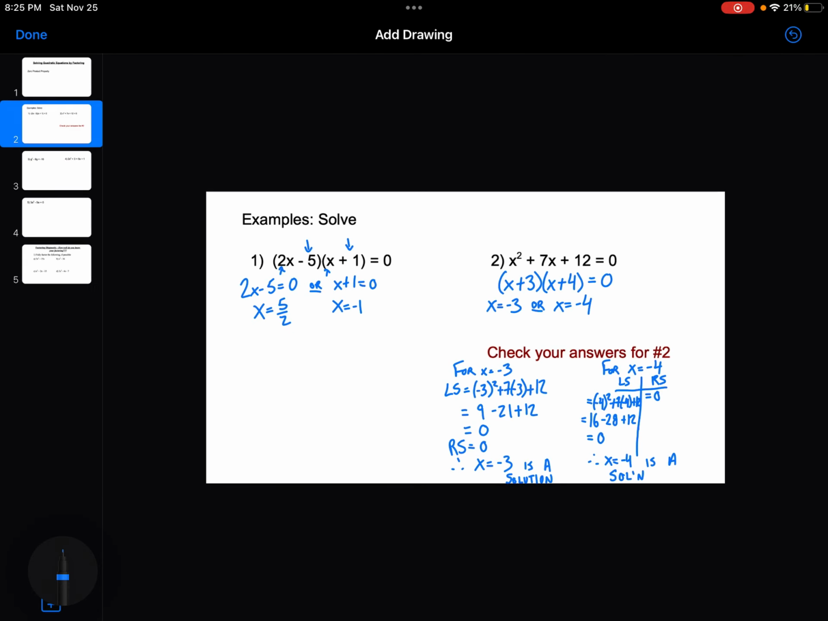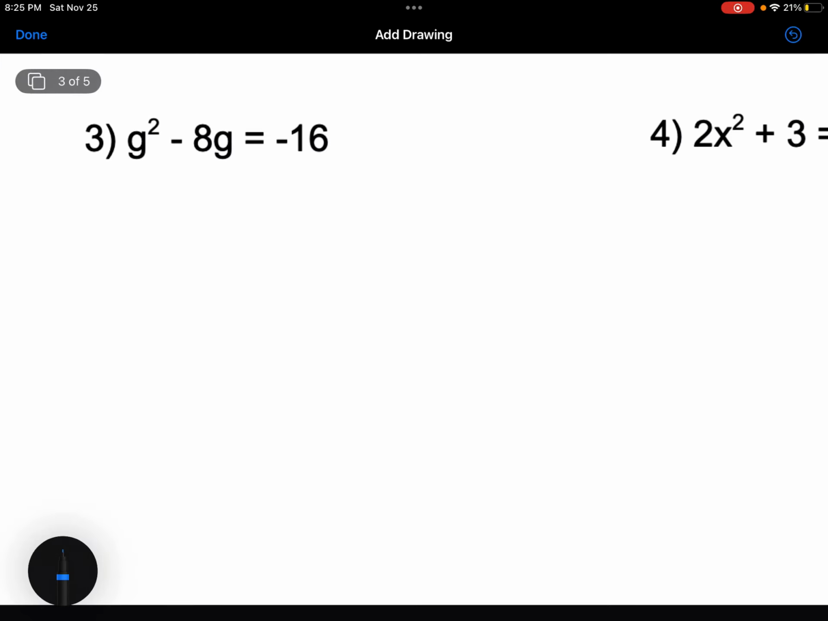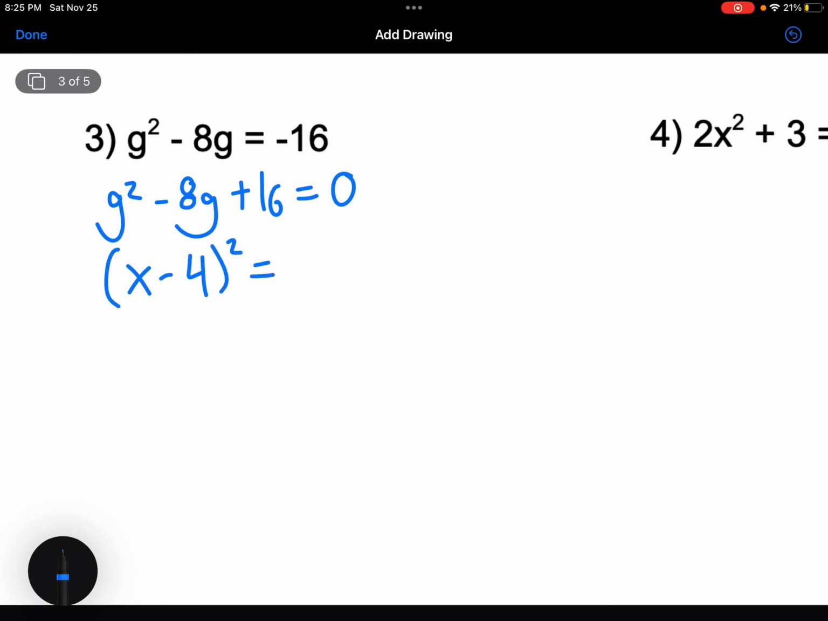You check both solutions. Okay, if we look at number 3 here, we're going to have to put everything on one side. So g squared minus 8g plus 16 equals 0. We need two numbers that multiply to positive 16 and add to negative 8. Well, that's going to be negative 4 and negative 4. So we could either write both of the brackets, or we could put x minus 4 squared equals 0. And in this case, x equals 4 is our only solution.